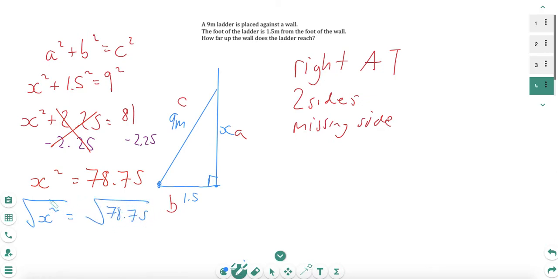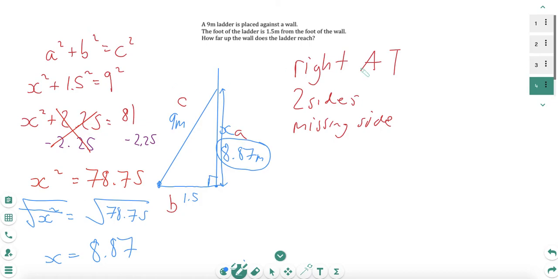All right, the square and the square root cancel out, leaving us just with x is equal to the square root of 78.75, which is 8.87. So that's our answer, 8.87. Because x is equal to 8.87, we called our side x. So this must be 8.87 meters. So the ladder reaches 8.87 meters high off the wall.